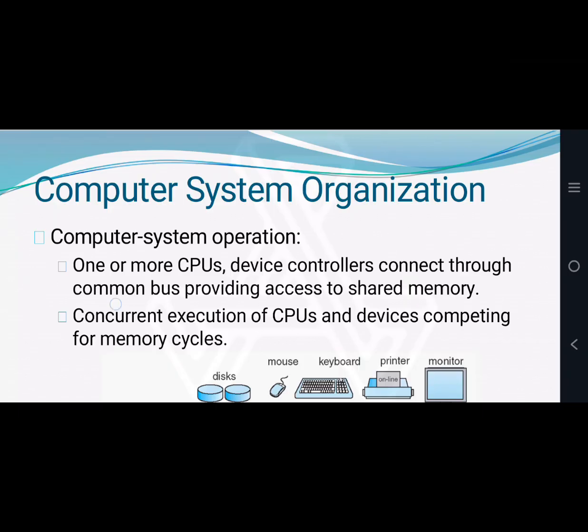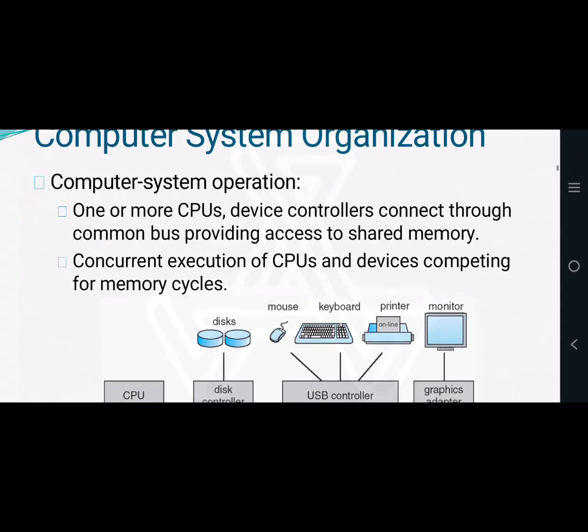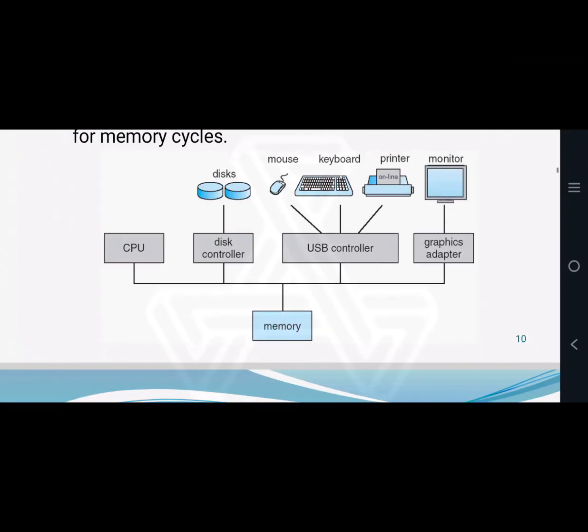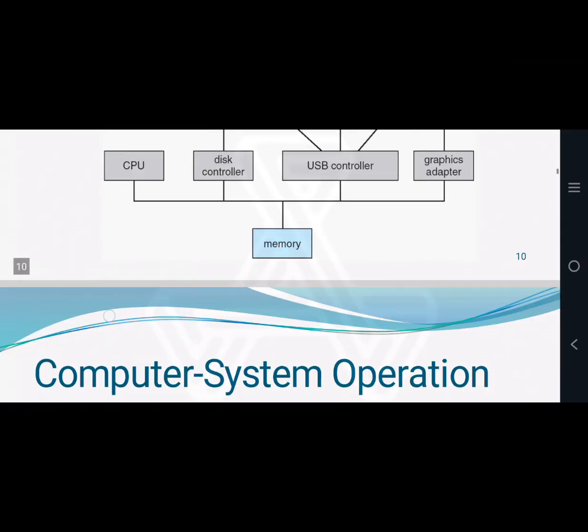Computer system organization. Computer system operation: one or more CPUs and device controllers connect through a common bus, providing access to shared memory. Concurrent execution of CPUs and devices competing for memory cycles. CPU, disk controller, USB controller, graphics adapter to monitor, USB controller to mouse, keyboard, printer, disk controller, disks, CPU, memory.